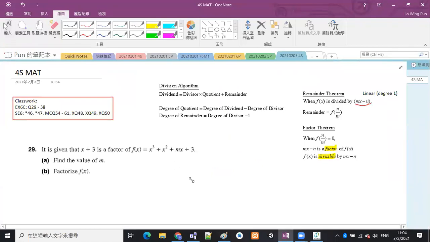It is given that x plus 3 is a factor of f(x), and we have the formula of f(x), so it is a keyword, right? Okay, so in part A, find the value of m.